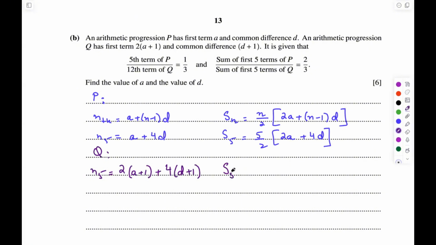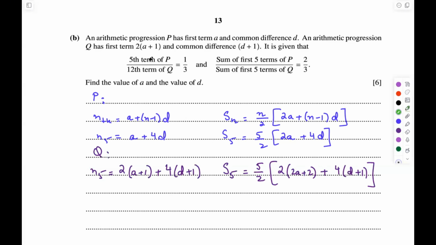And for the sum of 5 terms for the progression Q, that will become 5 upon 2 into 2, and the first term is 2A plus 2, or we can write 2A plus 2 in place of the first term, and the sum of first 5 terms, so n minus 1 will become 4, and the common difference is D plus 1, so we'll write D plus 1 up here. Now, once we have these expressions, we have to make equations and then solve them simultaneously.